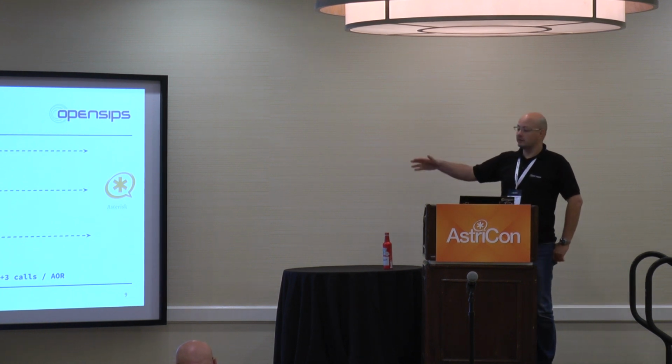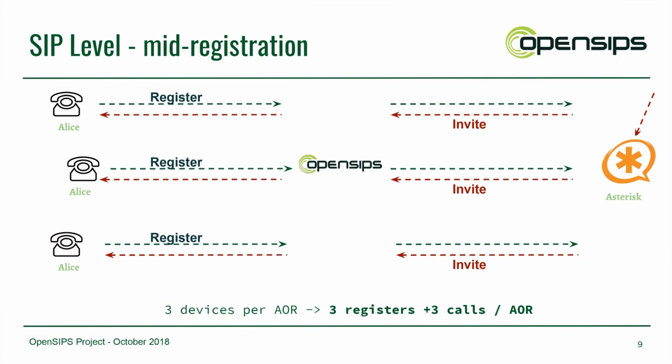In a typical way, if we don't do anything, we have these 3 devices belonging to Alice. All of them will register completely independently into Asterisk. And when you have a call, Asterisk will be responsible for actually doing the parallel forking. So that's the typical traffic if, let's say, OpenSIPS does not do anything to address this aggregation.